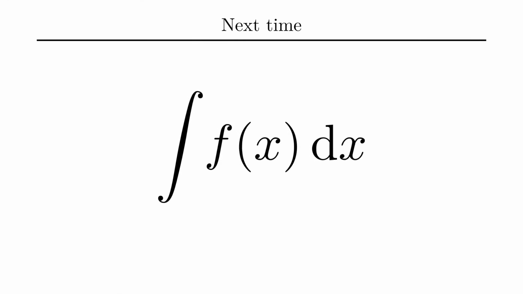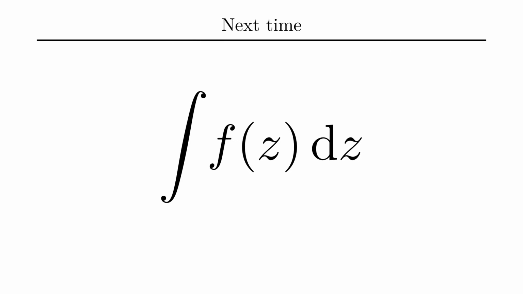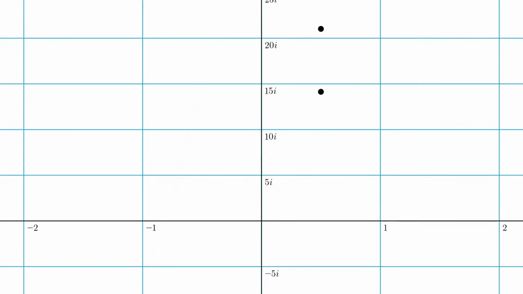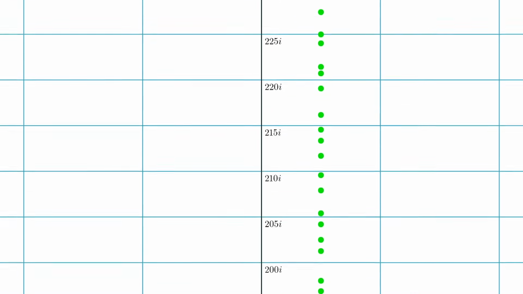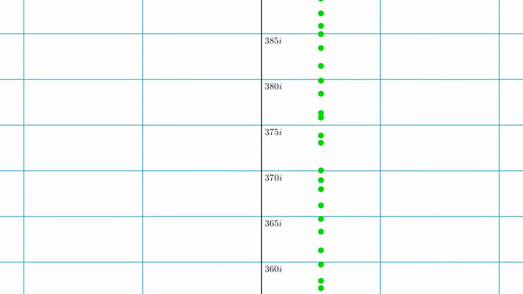Next time on Zetamath, we'll tackle the other half of calculus, integrals. Integration will prove essential in our calculations with the zeta function, and will help us understand how, with the help of computers, humans have been able to verify the Riemann hypothesis for at least the first 10 trillion zeros of the zeta function.